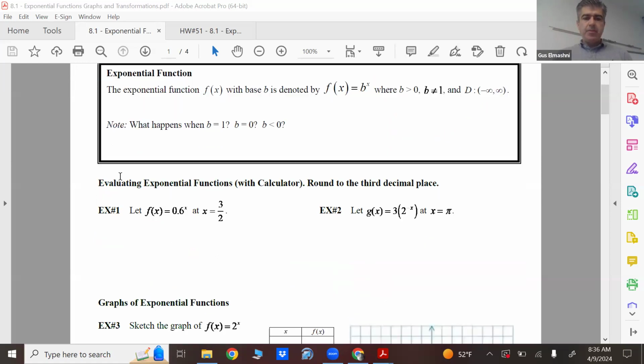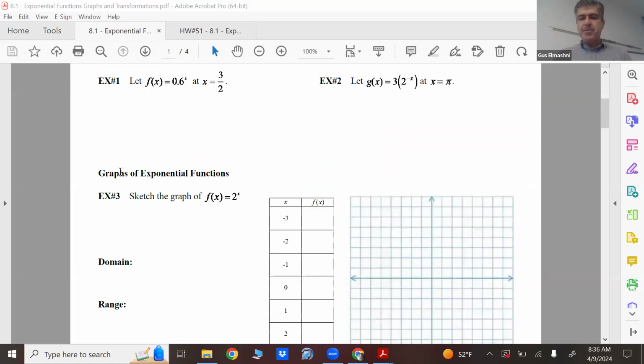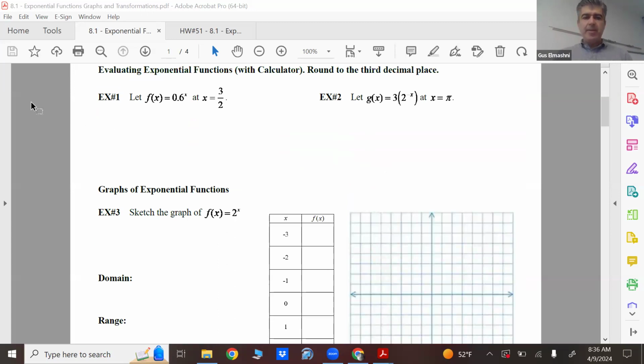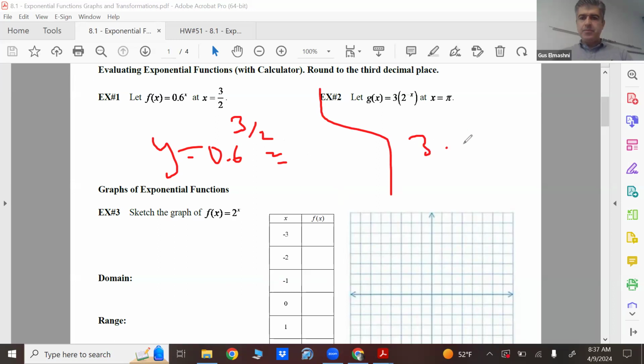Now, let's actually talk about evaluating. Pretty simple stuff. This is just calculator work. I think you know what to do here. Just do that. Or here. That's also kind of weird.